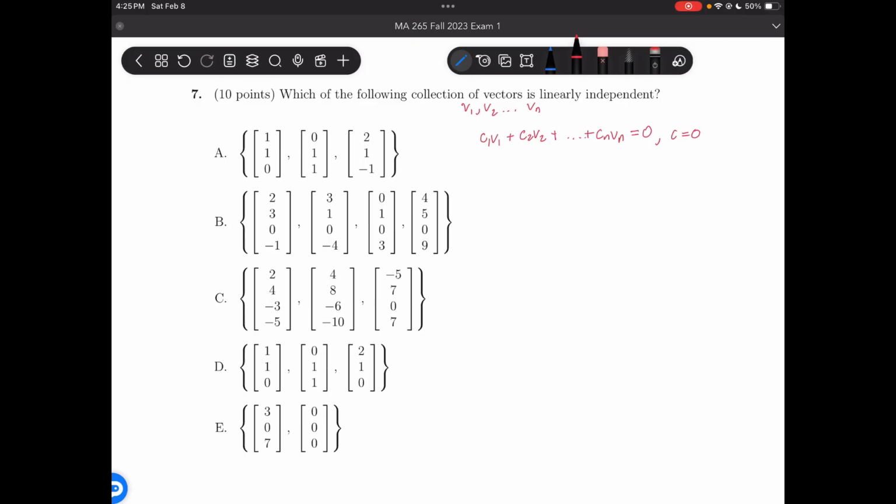Okay, so first we can start by thinking of a few test cases where we know that a set has to be linearly dependent. So one example is when a set has the 0 vector. So cases where a set of vectors is linearly dependent.